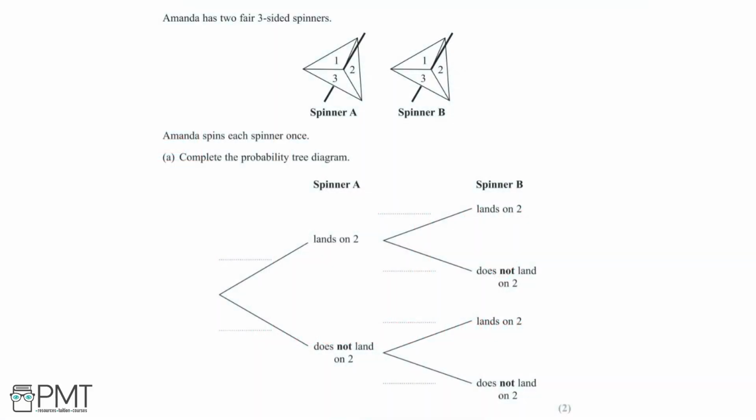In this question, we're told that Amanda has 2 fair 3-sided spinners, and the keyword here is fair. If the spinners are fair, it means that it's equally likely to land on 1, 2, or 3. And since there are 3 possibilities for the spinner to land on, 1, 2, or 3, we can say that the probability of landing on either of these numbers would be equal to 1/3.